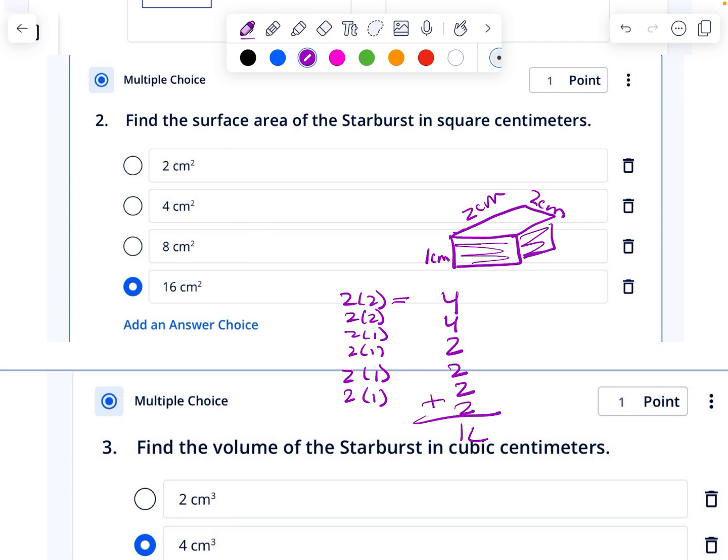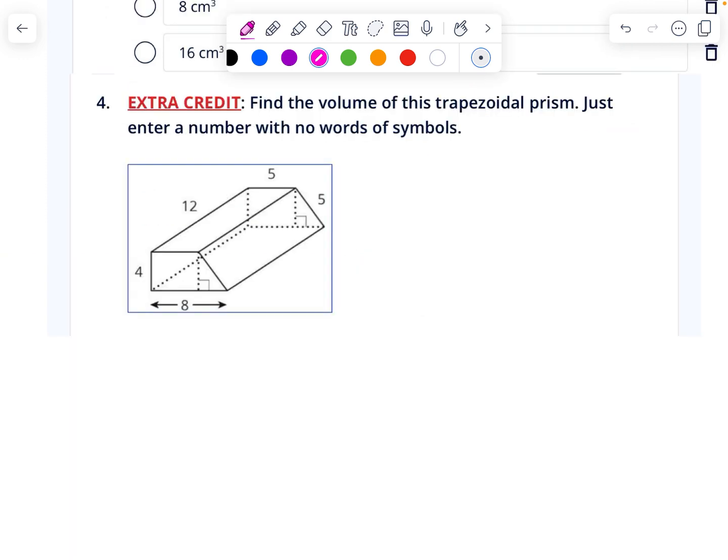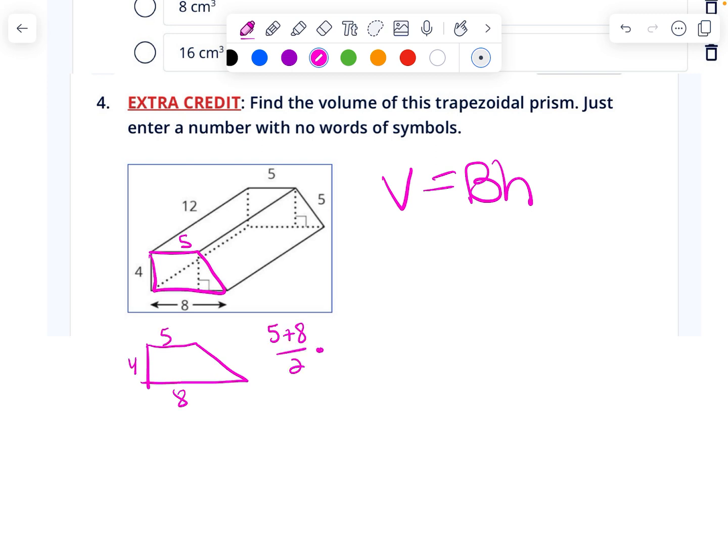So we have 5 plus 8. Whoops, I gotta clear my calculator. 5 plus 8 divided by 2 is 6.5. And then we're going to multiply that times 4 is 26. So the area of the base is 26. And then the height is the distance between those trapezoids, so 12. So 26 times 12 is 312 for the extra credit.